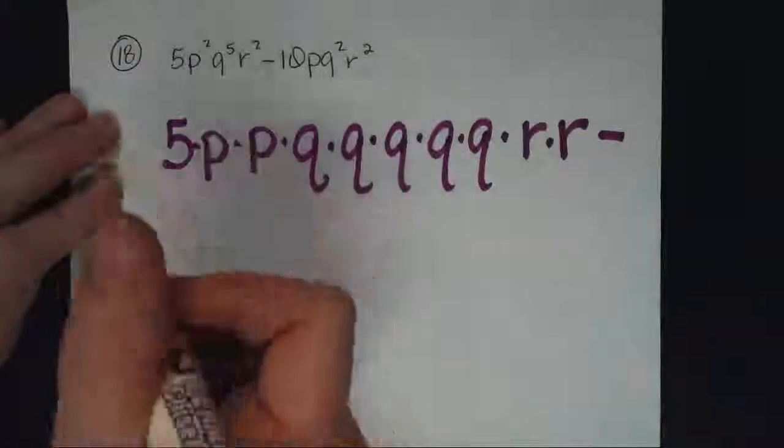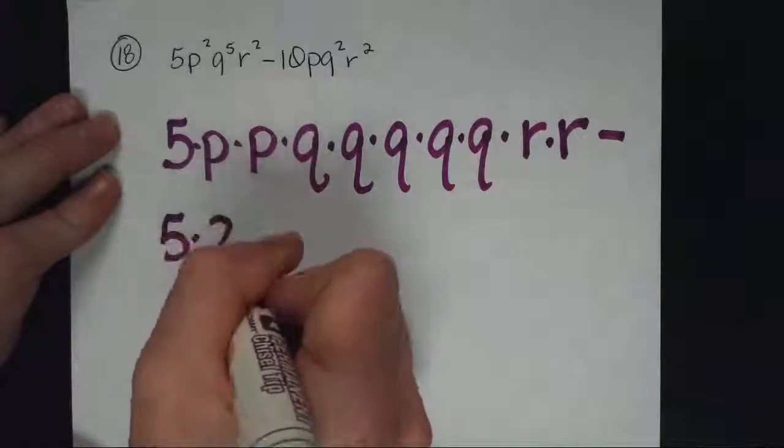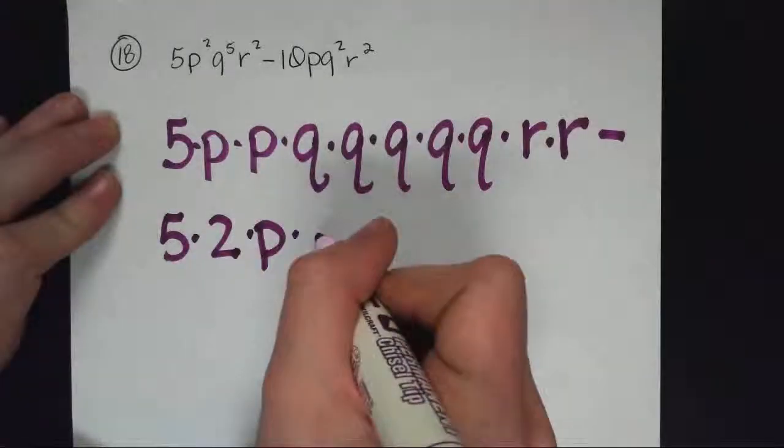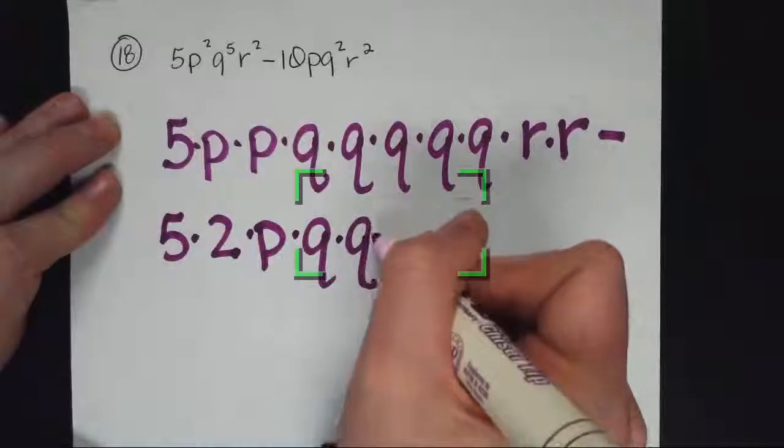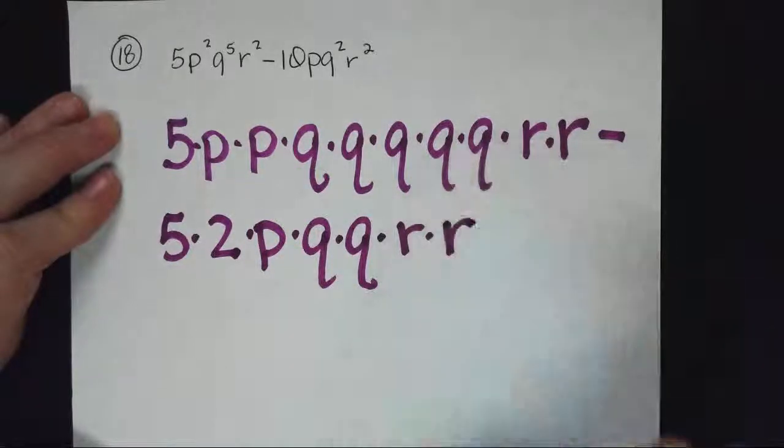Then it's minus. 10 is 5 times 2. Then we have p, and then we have q squared, so that's 2 q's. And then we have r squared, so that's 2 r's.